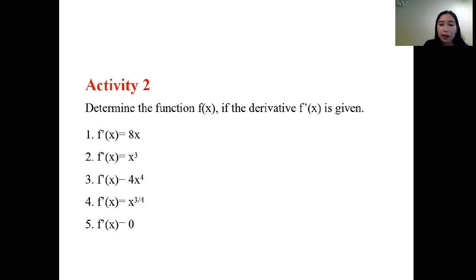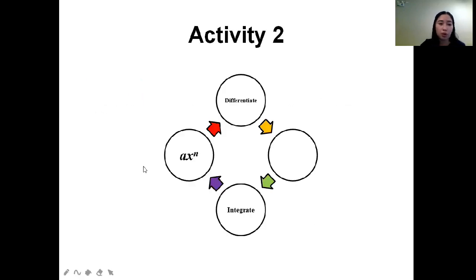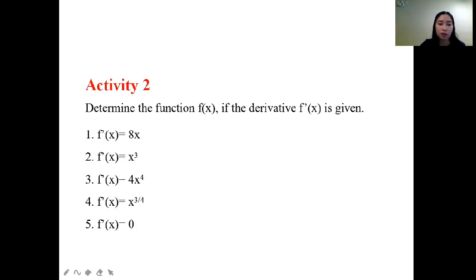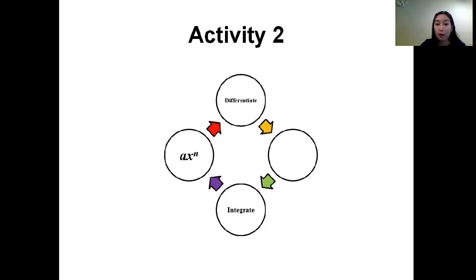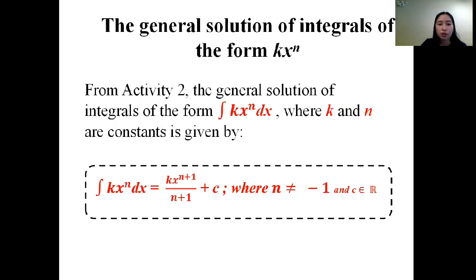So, we also have activity number 2. You should answer it. Anyway, you can answer it once it is uploaded on U-Step, and you can submit it through the Google Drive link that I also included. So that is activity 2. Activity 2 is a bit lengthy so that you can practice your anti-differentiation. So, anti-differentiation is the reverse action of differentiation.